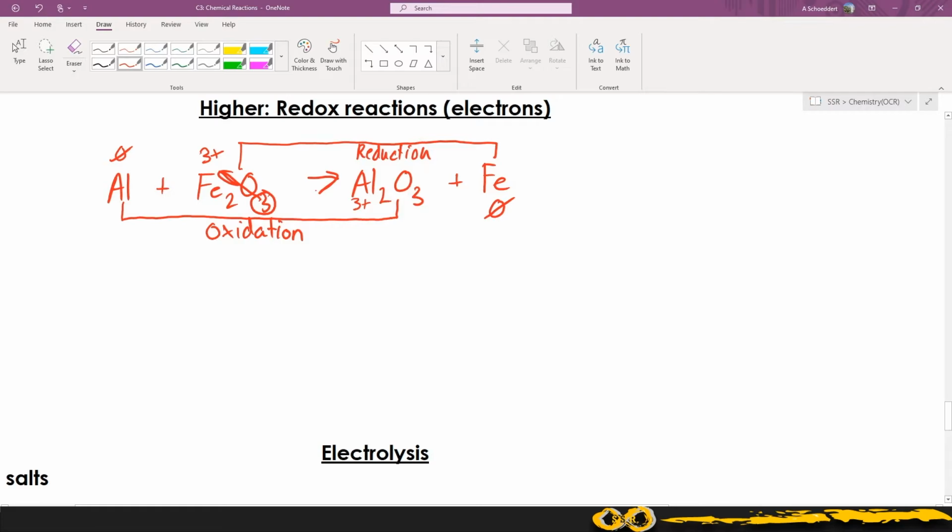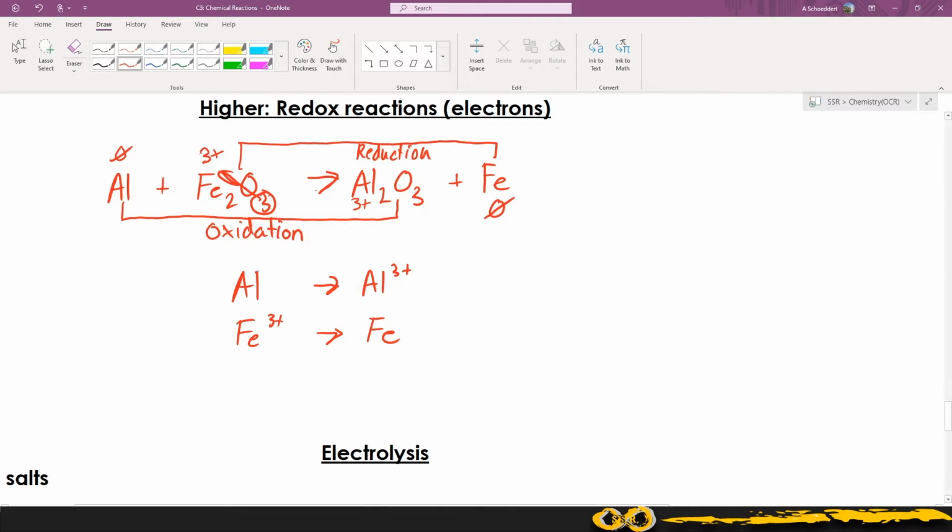Next, we write out the equation to show how those charges changed. So aluminium went from no charge to a charge of 3+. And iron went from a charge of 3+ to no charge. We will now need to balance out the equation in terms of its charges.